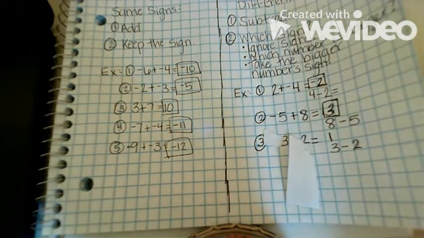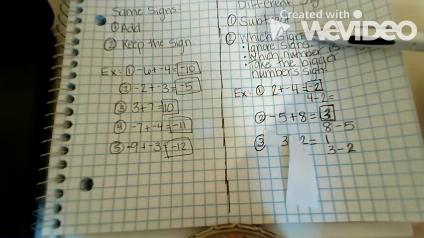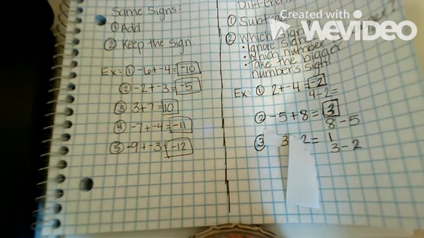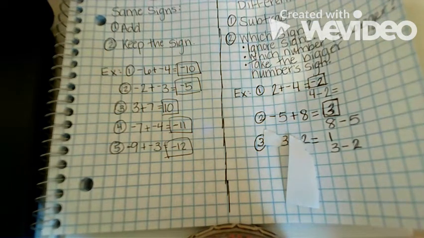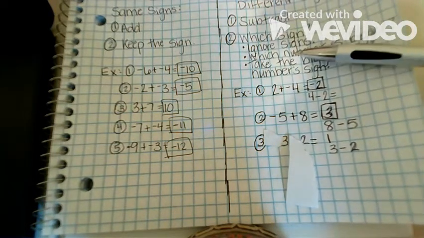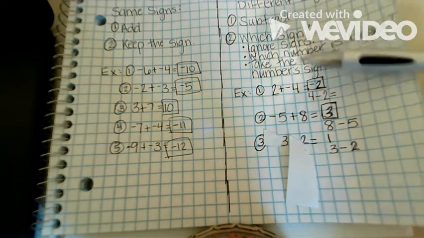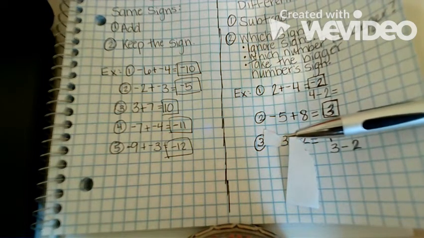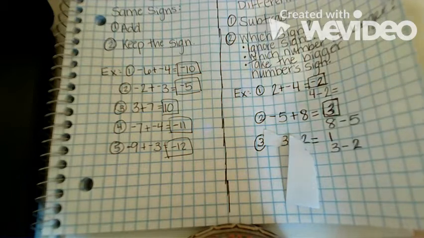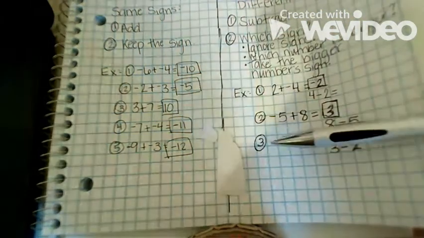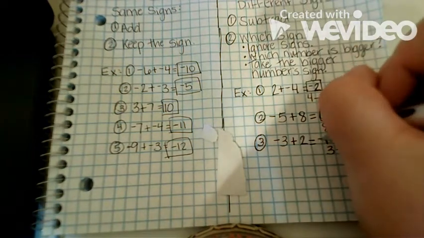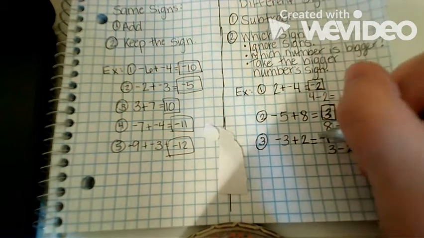But now I have to decide which sign am I going to take. Ignore the signs. Great, I already have them covered up. And if you want to cover them up, that's pretty helpful. If you don't want to, that's okay, but it might make your life a little bit easier. So ignore the signs. Decide which number is bigger. Is it 3 or 2? Well, 3 is bigger, so I'm going to take 3's sign. So when I push my stuff out of the way, I see that 3 has a negative with it. So I'm going to put a negative in my answer. -1.